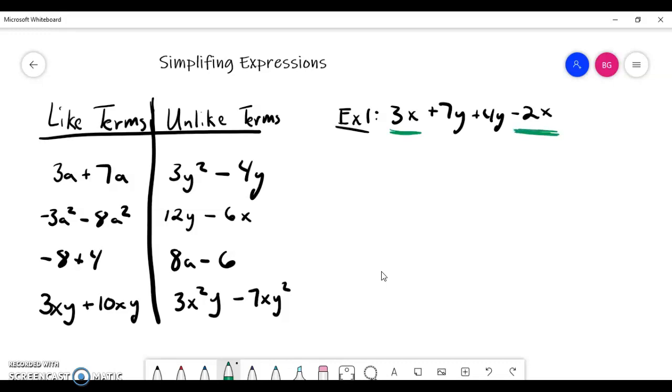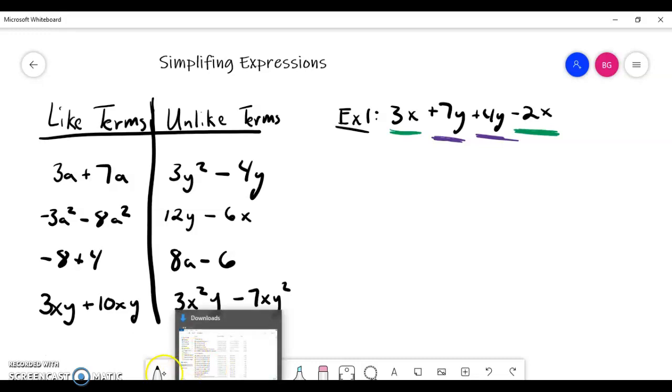You need to make sure the negative 2 goes with the x. So those two are like terms. Then the second term I see is a positive 7y. So I'm looking for everything with just a y in there. And I see I got a positive 4y after that. So that one is a like term as well. But they're not like terms of the x's because those just have a y.